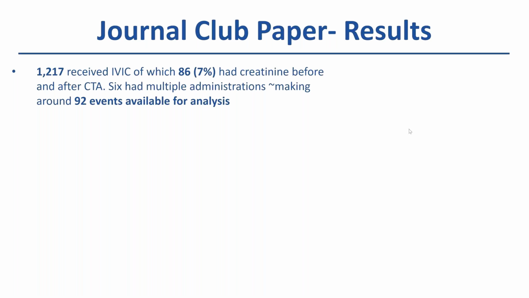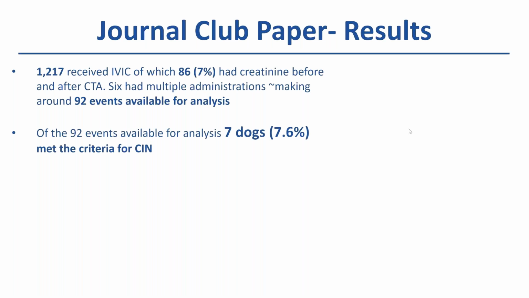But if we look back to that Active Scandinavia Beagle study, whether it is appropriate to include those in that whole population is possibly a little bit dubious. There may be a cumulative effect. Of those 92 events, 7 dogs met the criteria for contrast-induced nephropathy, so 7.6%.